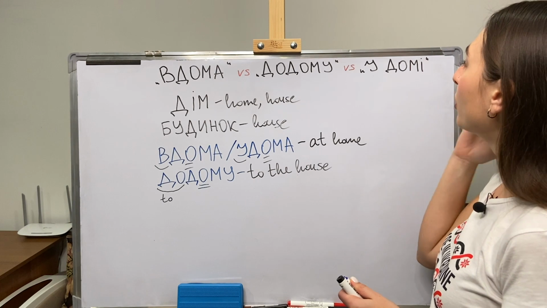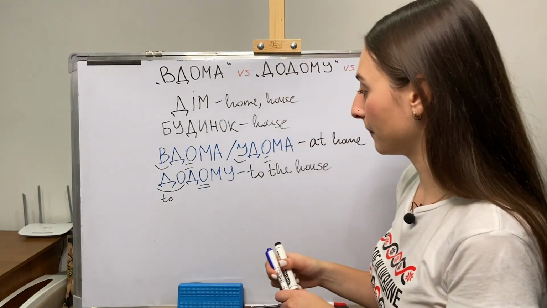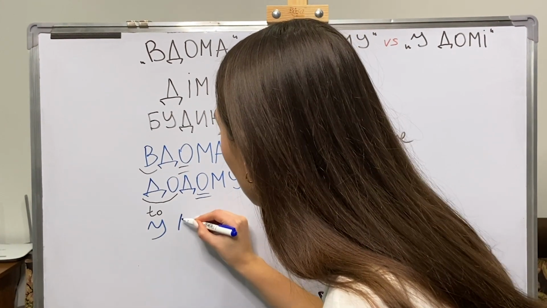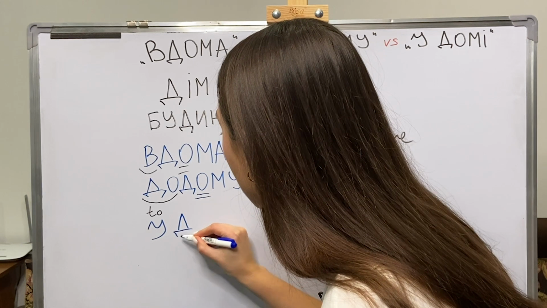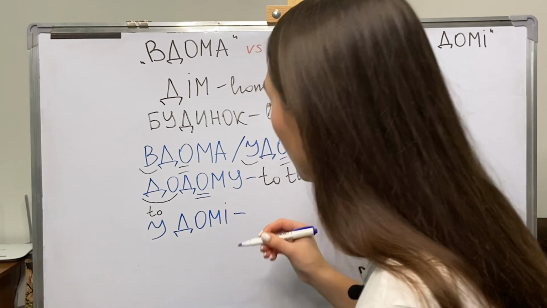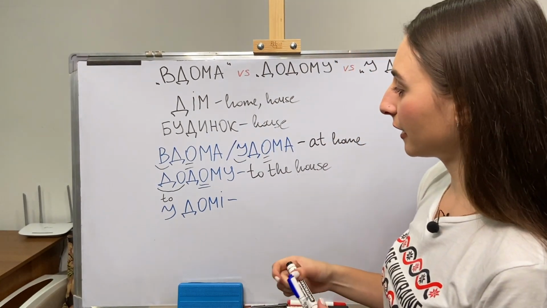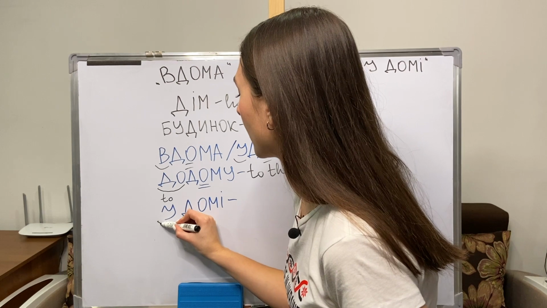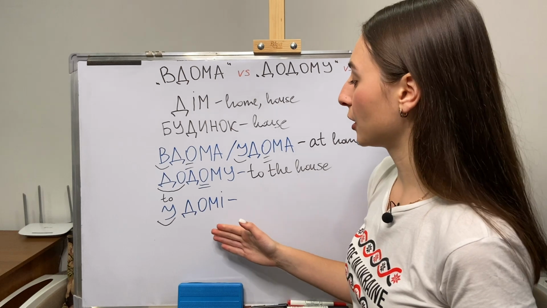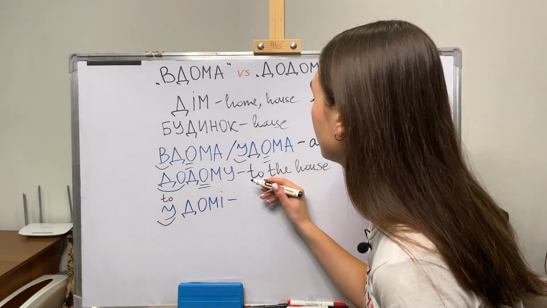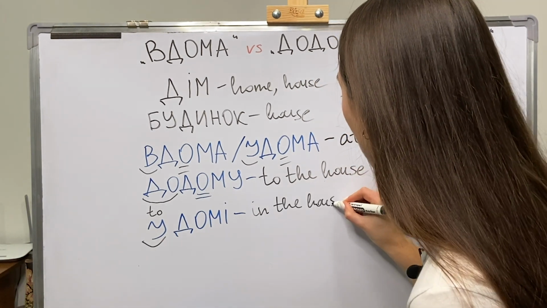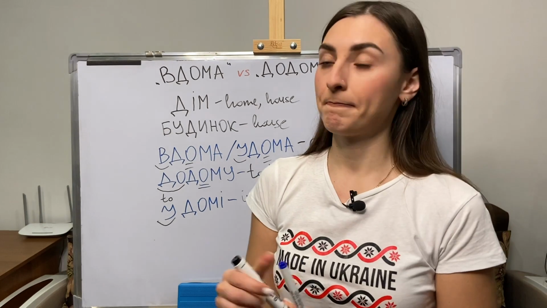Okay, and у домі. What does it mean? У домі. So you can see again we write it as two separate words. У is the preposition, домі, and it means in the house. In the house. У домі.